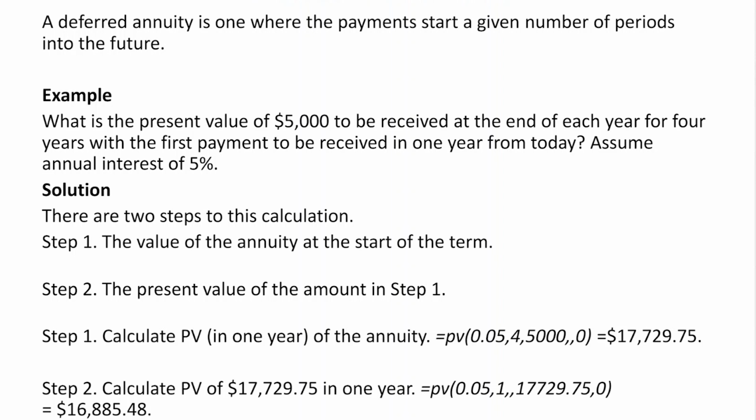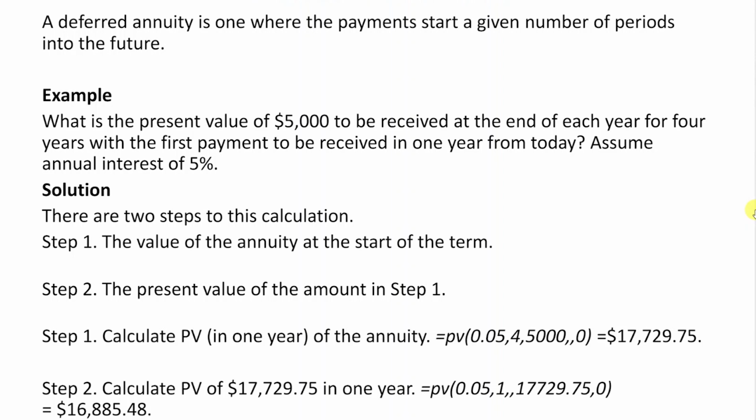A deferred, and then there's another concept called deferred annuity. A deferred annuity is one where the payments start a given number of periods in the future. So your annuity won't start until later. The annuity starts after a while.